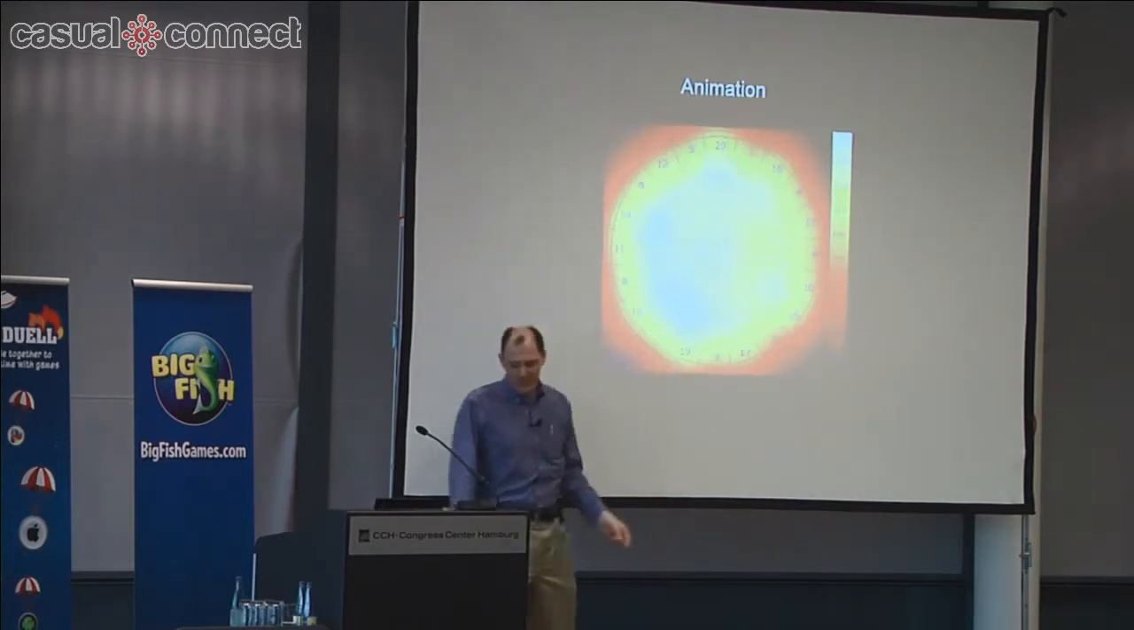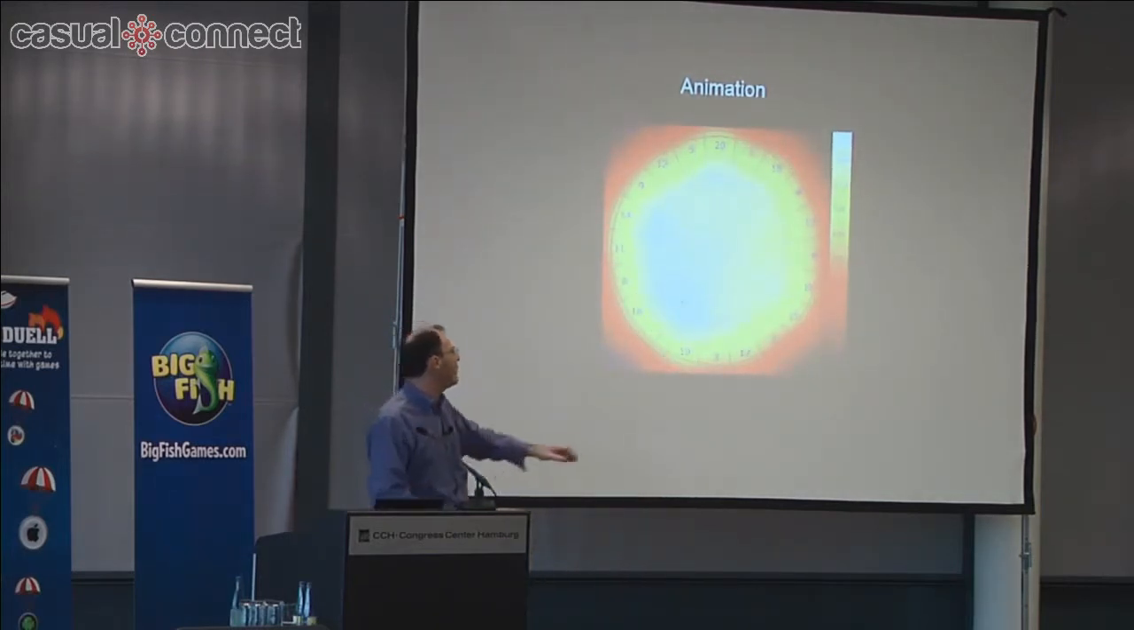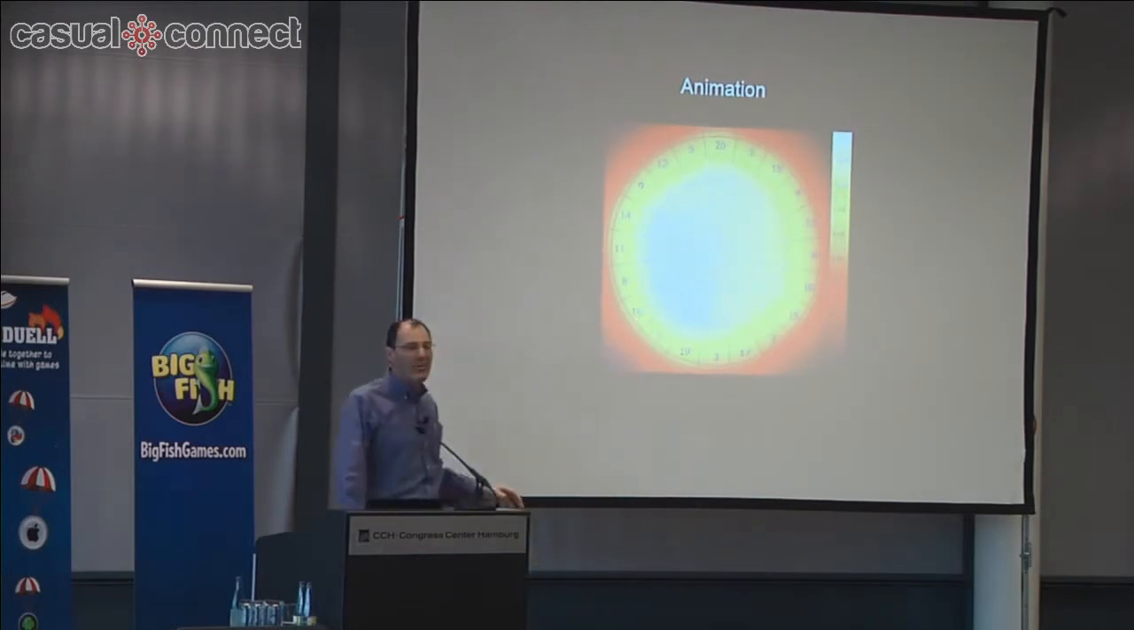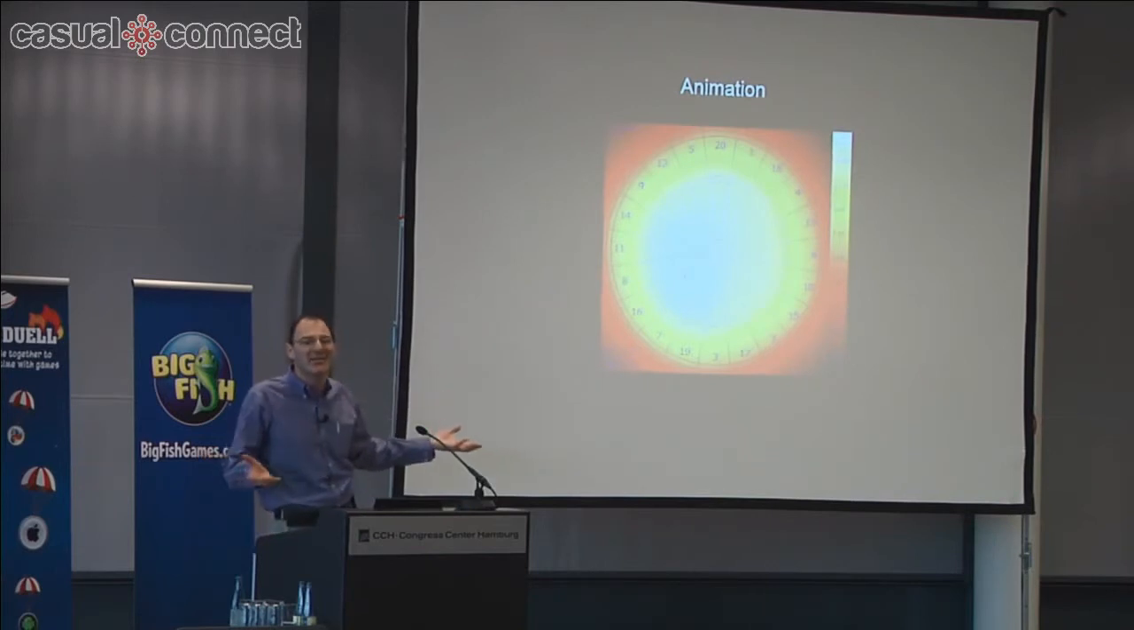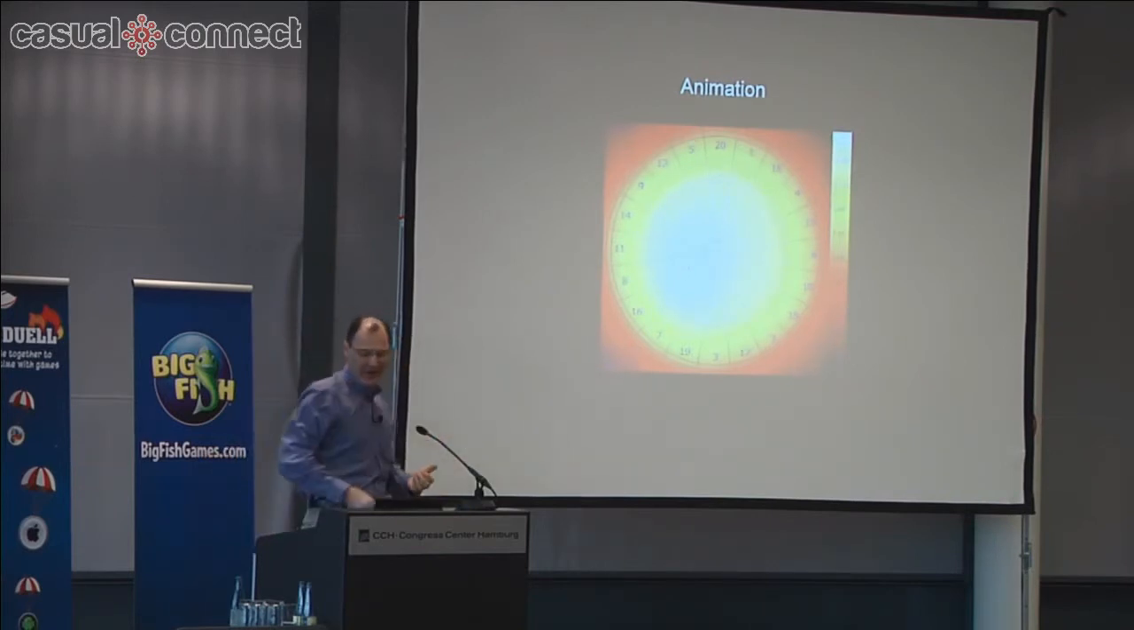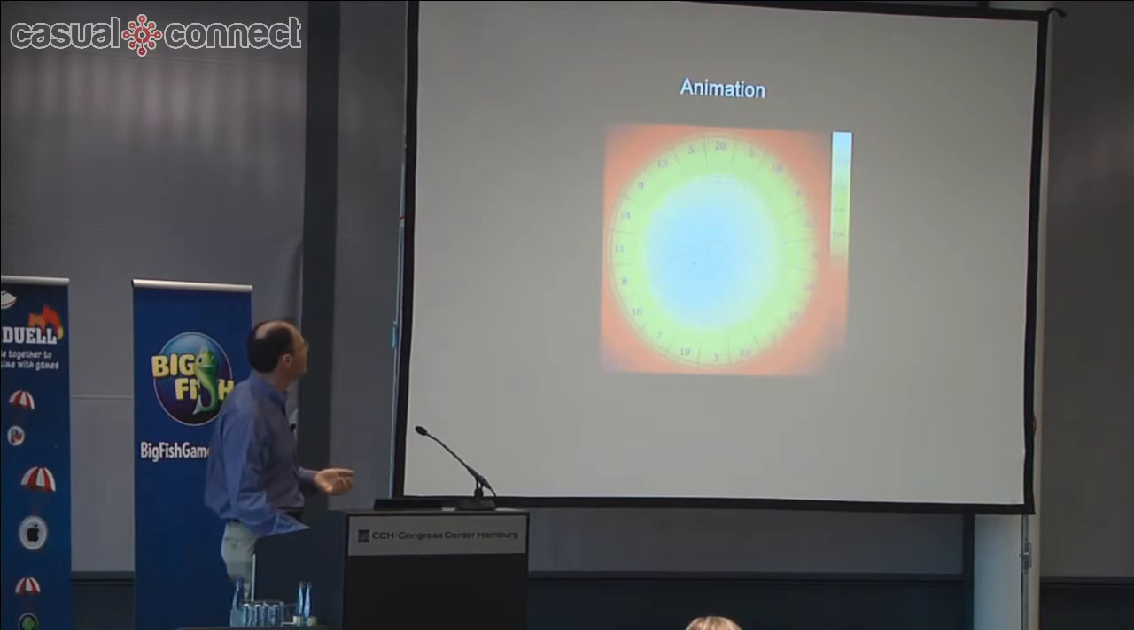Ultimately, if you're a really good player, you should aim at triple 20. If you're a mediocre player, you should be aiming over here. If you're a really bad player, you should be aiming at the bullseye, because even hitting the board means you're going to get some score at all. So aiming straight at the bullseye is the right strategy.